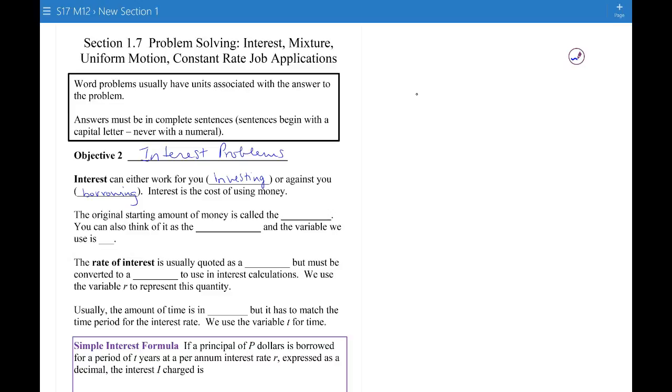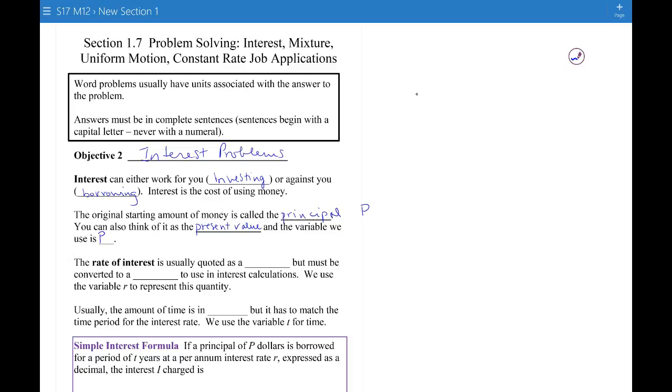The original starting amount of money is called the principal. So capital P gets used most often for that. You can also think of it as the present value. And you'll hear that a lot in business applications, and in engineering we would talk about it also, of if you have a future expense, how much money do you need to save now to have enough for the future expense? So that's the present value. And the variable we use is this capital P.